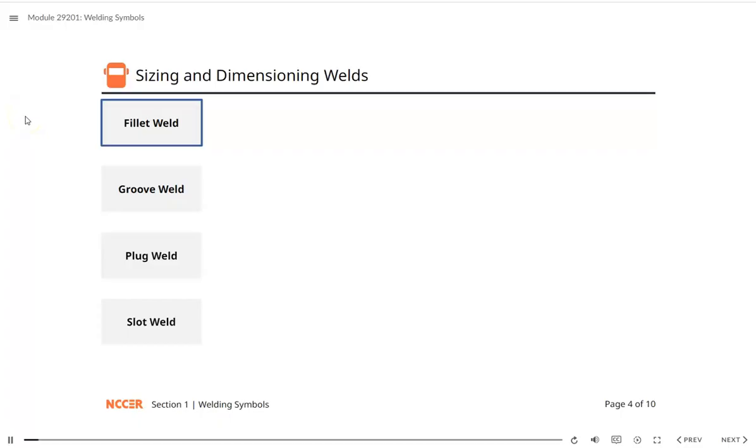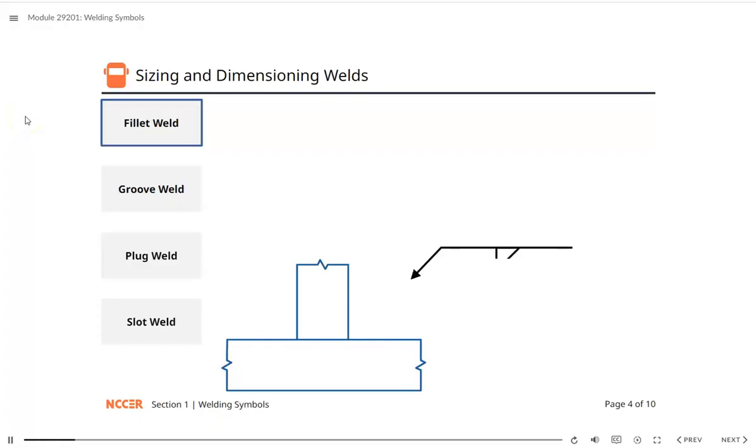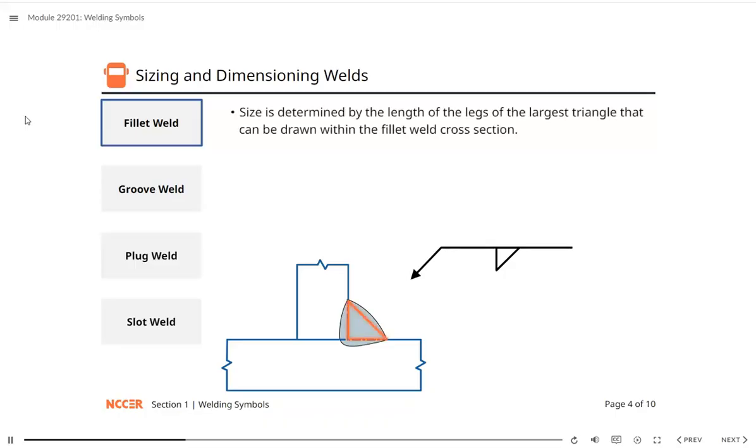A fillet weld is a type of weld made in a corner. It joins 2 perpendicular welding surfaces and is triangular in shape. The size of a fillet weld is determined by the length of the legs or sides of the largest triangle that can be drawn within the fillet weld cross-section.